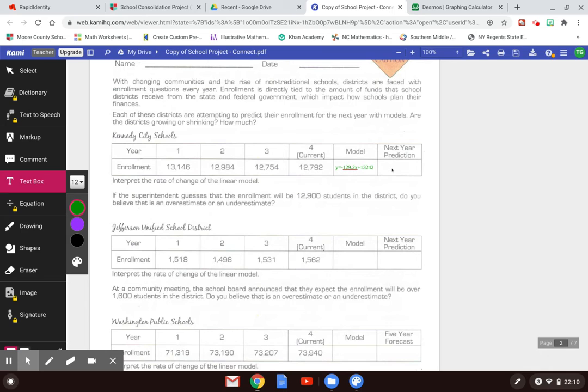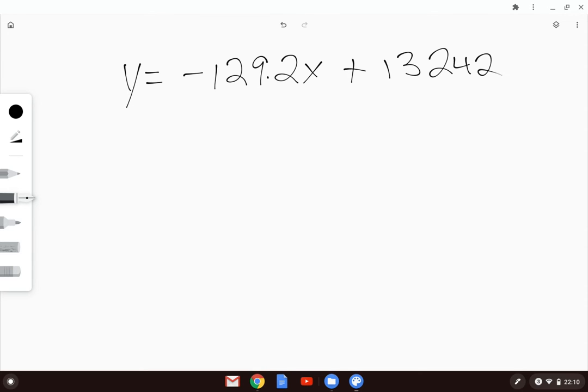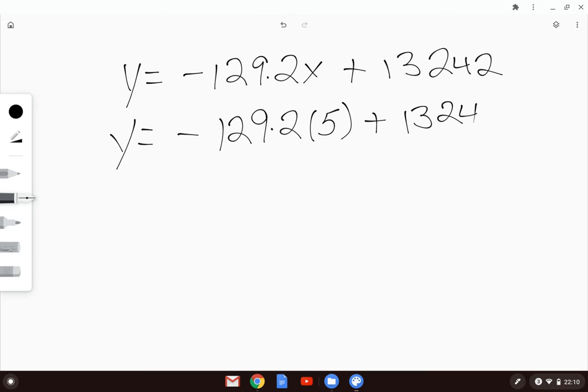So modeling and predicting change, okay? That's what we do here. So let's go ahead and write the linear function that we have here, which is y equals the negative 129.2x plus 13,242. Now, since we said we're going to use the next year, which is year 5, that is the year we are trying to predict. So what I'm going to do is take this linear model, and then I'm going to make 5 the input, so I can get an output of that value for year 5.